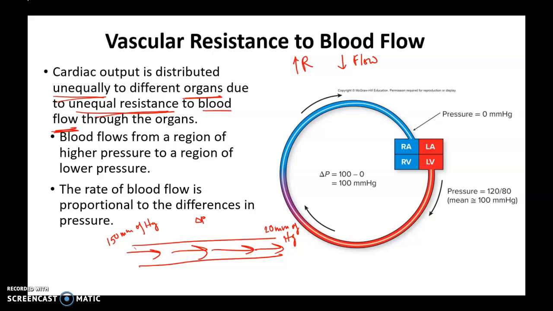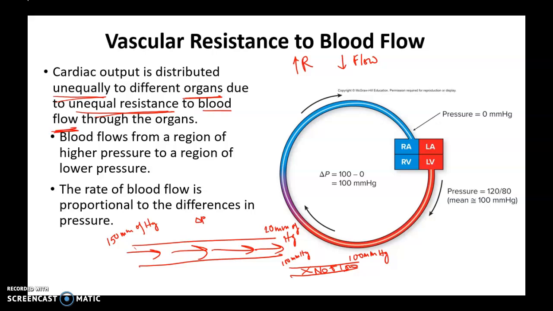If there is no difference, let's say you have a blood vessel and you have 100 millimeters of mercury pressure here, and you also have 100 millimeters of mercury here. So pressure at both ends of the vessel is the same in this case. Do you think there will be blood flow? No. So you will have no flow in this case. So obviously you need a pressure difference for blood to flow.